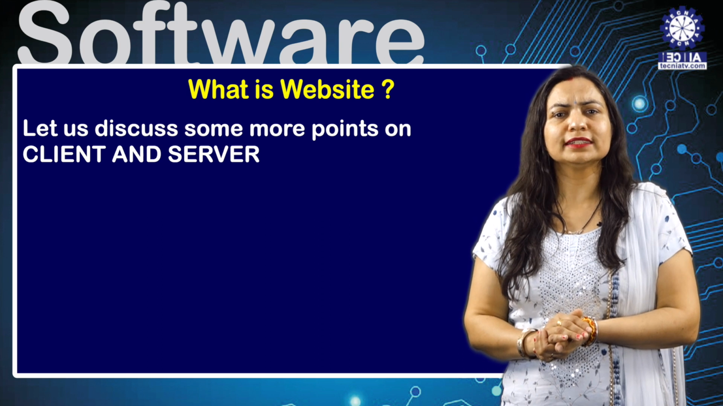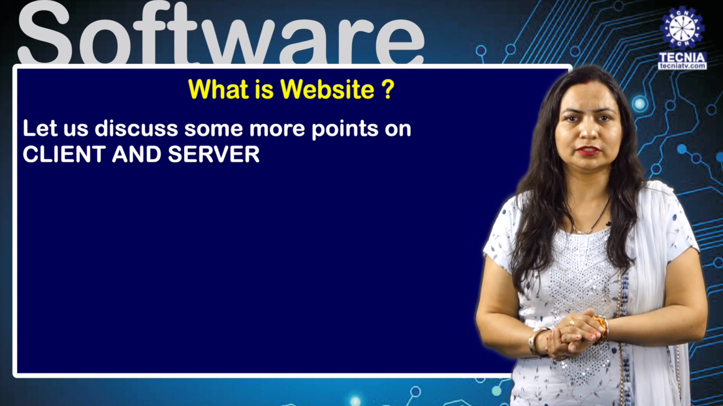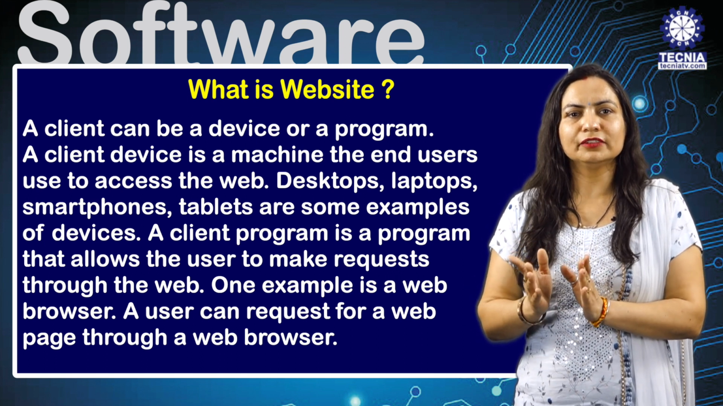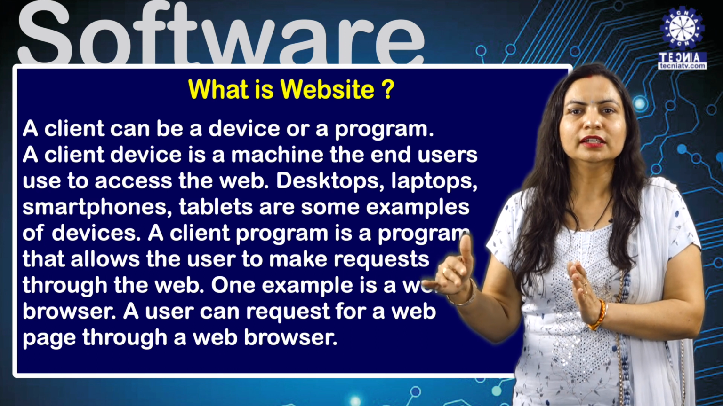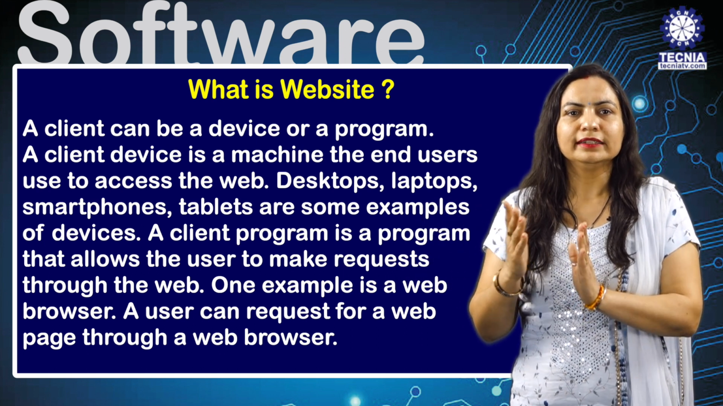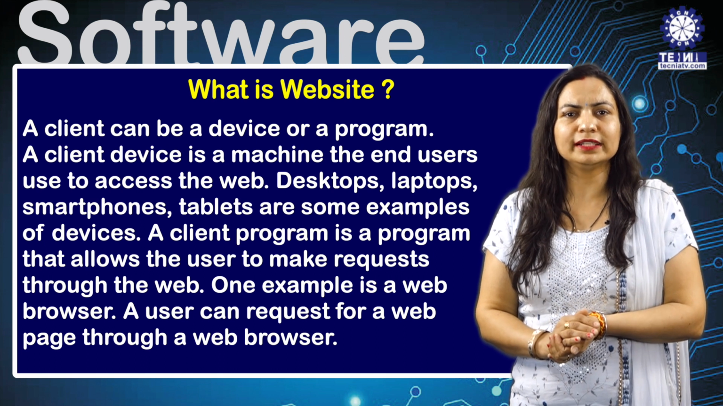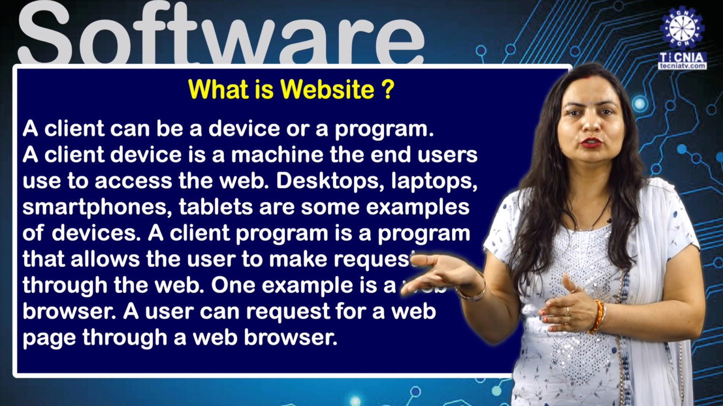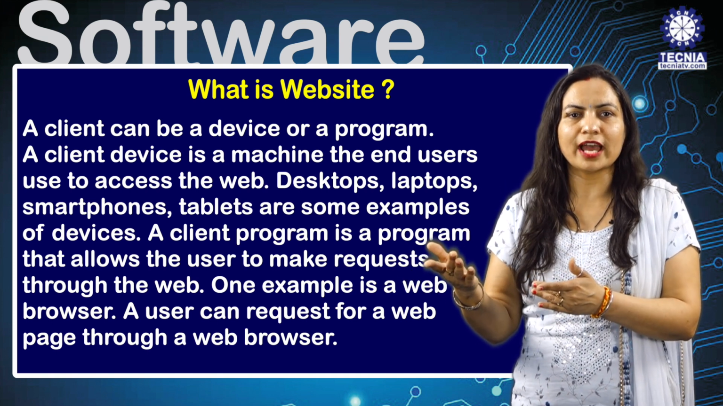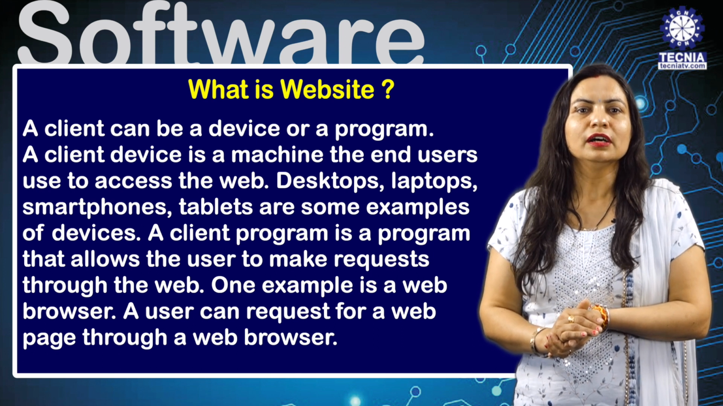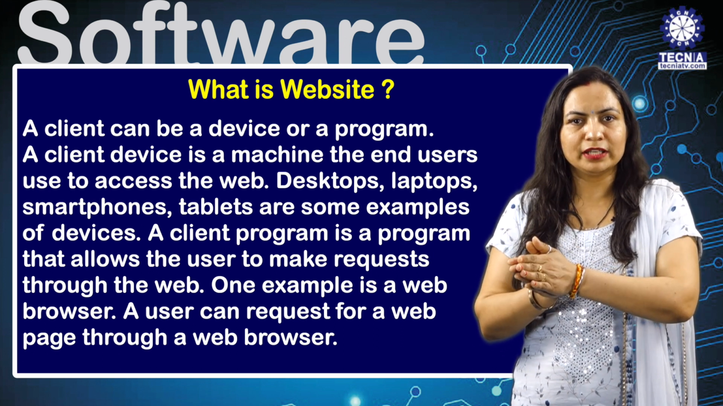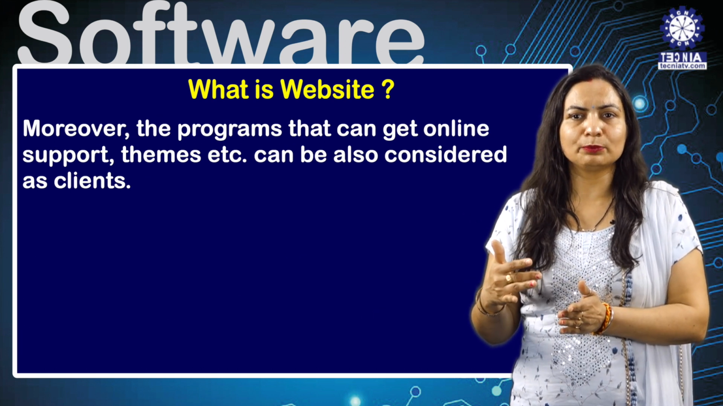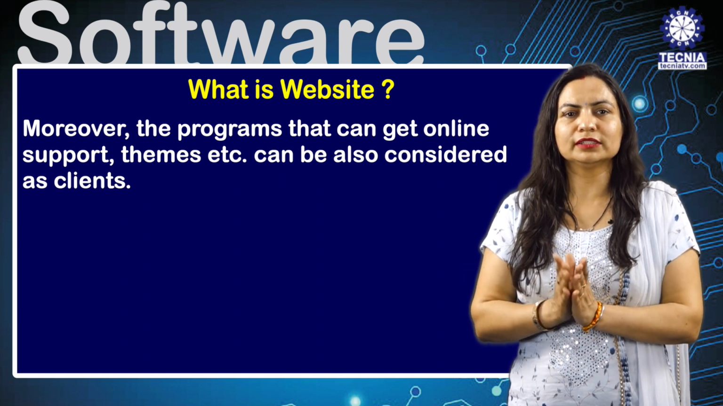So now let us discuss some more points on the client server. A client can be a device or a program. A client device is a machine at the end user that is used to access the web. Desktops, laptops, smartphones, and tablets are some examples of devices. A client program is a program that allows the user to make requests through the web. One example is a web browser. A user can request a web page through a web browser. Moreover, programs that can get online support, themes, etc. can also be considered as clients.